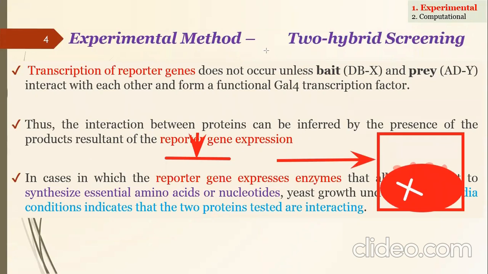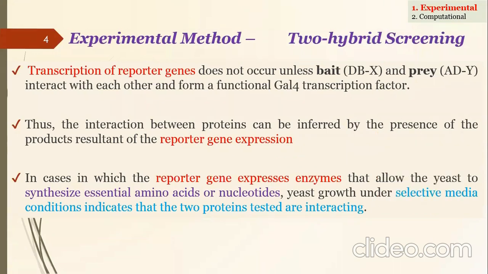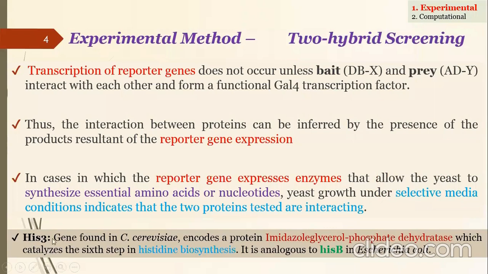Exactly. Great. Okay, so HIS3. What is HIS3? This is a gene found in the yeast that encodes a protein, imidazole glycerol phosphate dehydratase, which catalyzes the sixth step in the histidine biosynthesis.